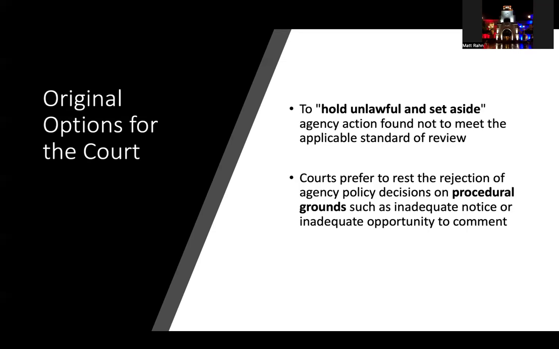The first was to hold unlawful and set aside, right? The agency action was found not to meet the standard of review. The agency screwed up. So therefore, their decision, their interpretation of the law or the regulation is set aside, and they're going to have to do something different. The court prefers, however, to rest the rejection of an agency on procedural grounds, and that would happen a lot of times, right? And a lot of cases got decided based on procedural things, like you had to provide 60 days of public comment per the regulation, and the agency had only given 59 days, and the court would say, well, your new regulation that you provided is now off the books because you didn't follow your own regulations. You have to provide 60 days.